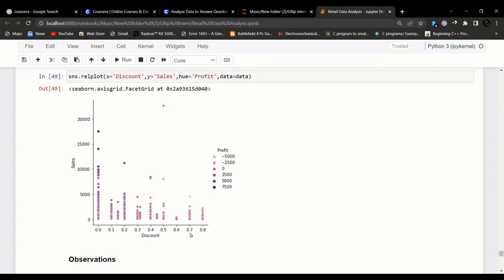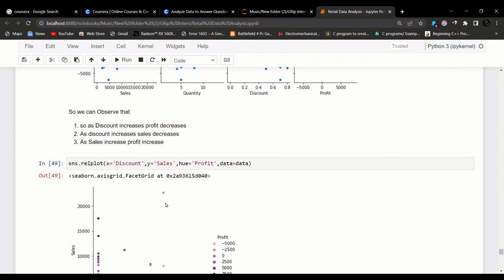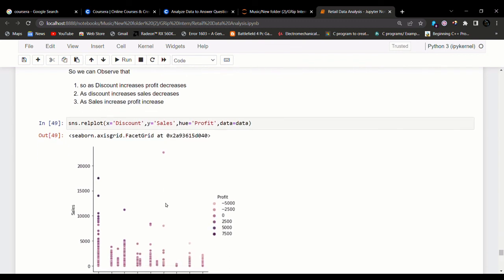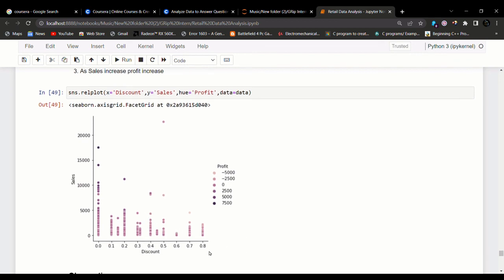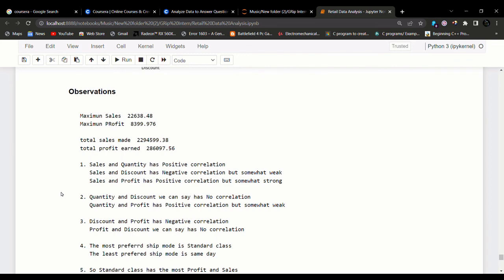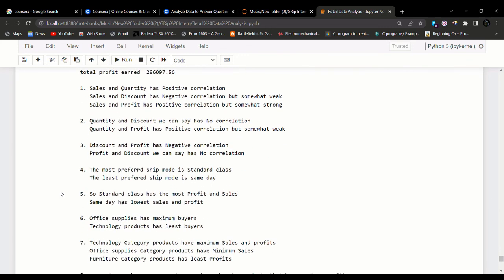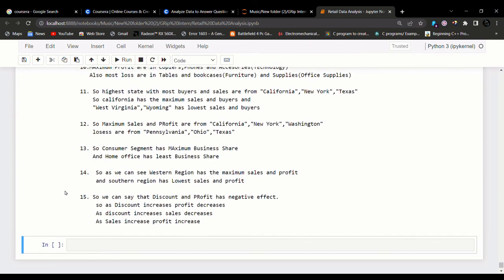This is the plot similar to this one. As you can see, the discount, sales, and profit relation: as discount increases, profit decreases, and as discount increases, sales decrease. As sales increase, profit increases. And we have made these observations by analyzing the data. You can read this. Thank you, that's it.